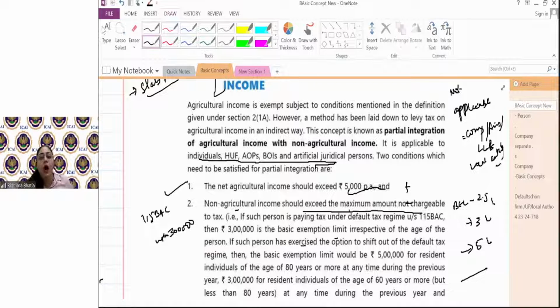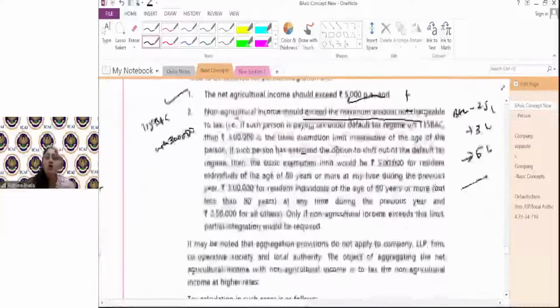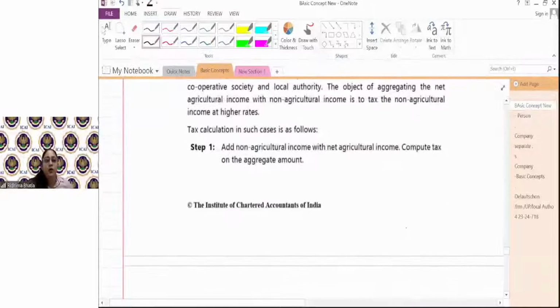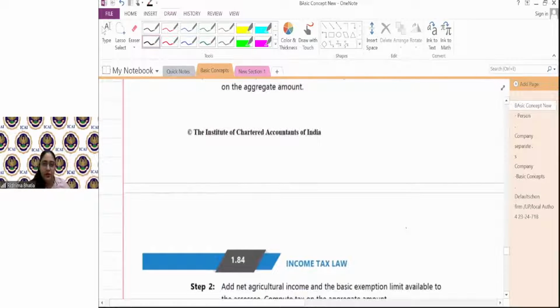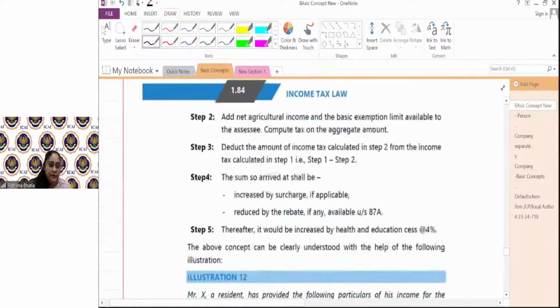Now let's move on to how. How we have to compute the partial integration of agricultural income with non-agricultural income. So, very easy thing.